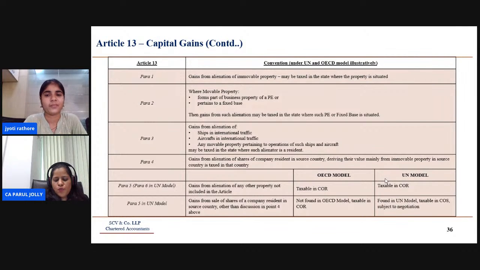Earlier, in the Mauritius and Singapore treaties, this article on sale of shares of a company was not there, and the country of residence was given the right to tax. These treaties have recently been modified to include provisions with regard to sale of shares of a company which is resident in another jurisdiction, and the taxing rights are being given to that particular jurisdiction.